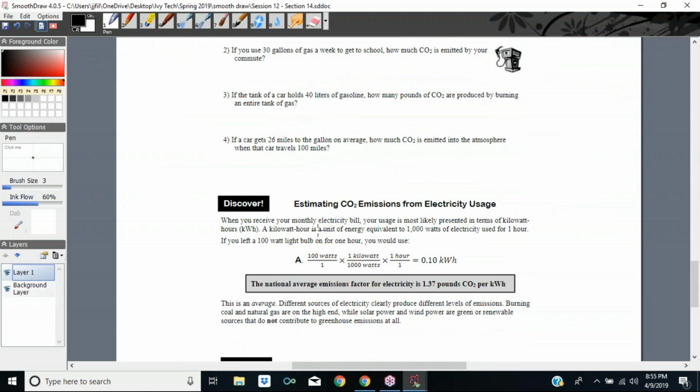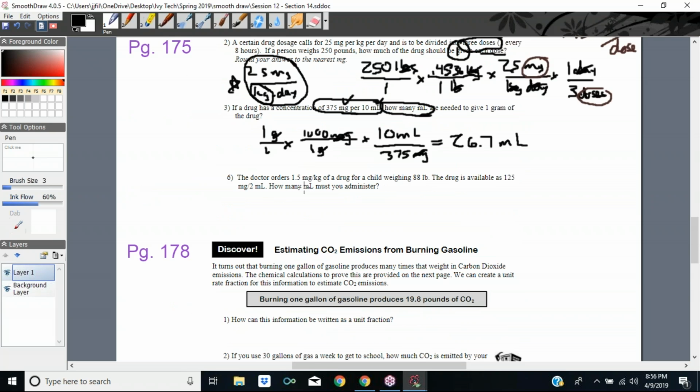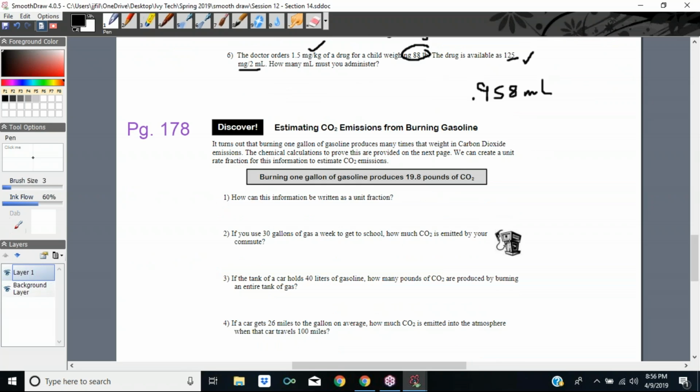All right, let me see what I have left for us here. Oh my gosh, so much. So we already did the dosage calculation. This is the same idea. You have to convert the weight into kilograms, and then here's the drug dosage, 125 milligrams per 2 milliliters, and 1.5 milligrams per kilogram. We're going to use both of the conversions after you change the weight into kilograms, and I'll tell you it'll work out to be 958 thousandths of a milliliter. So 0.958 milliliters, and you can try that one on your own.